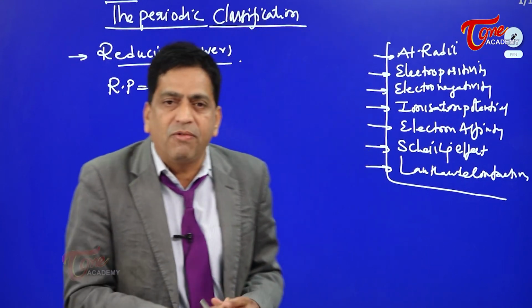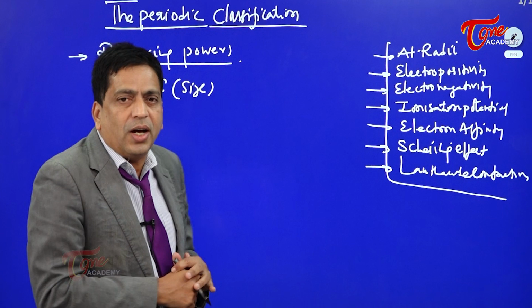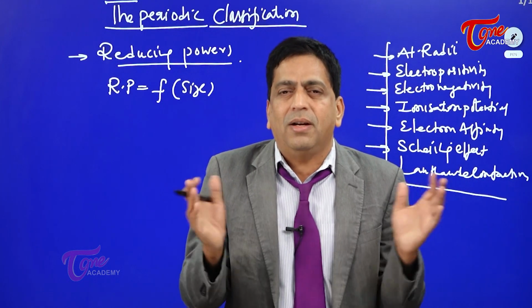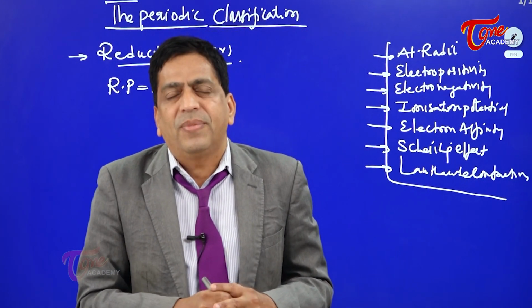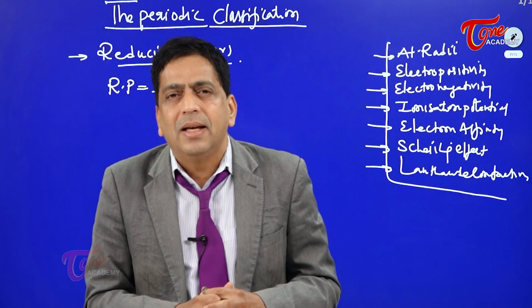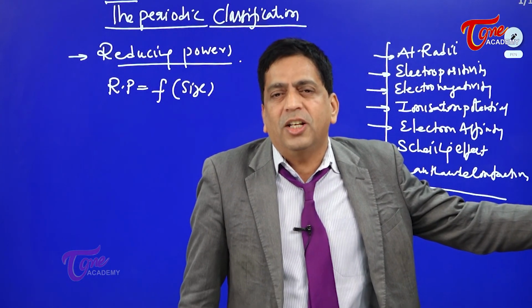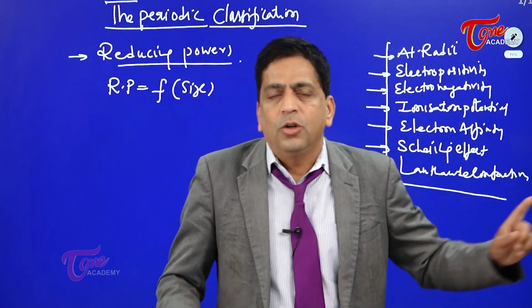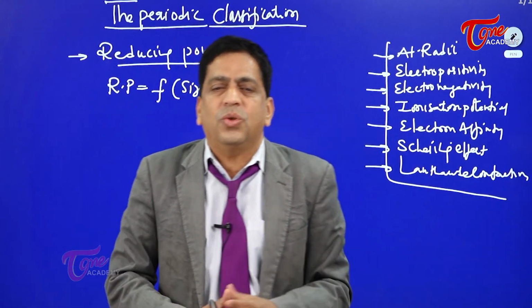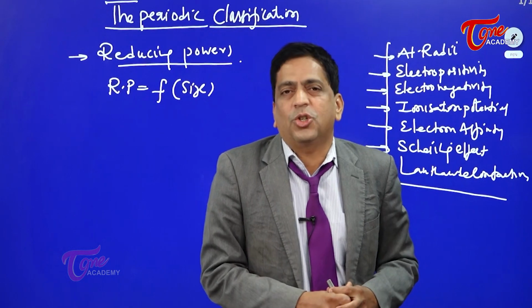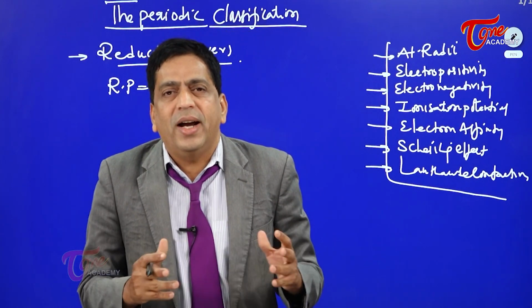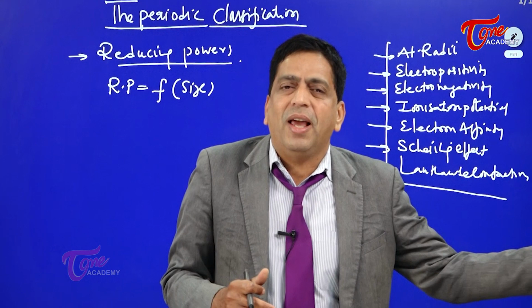So before I go for reducing power to be a function of size, let us interject that with another periodic property, such that we have a better understanding. So what we are discussing is reducing power. Reducing power is basically told for metals. And you must know some properties of metals. Metals are placed to the extreme left in the periodic table. Extreme left bottom are very good metals, right? So if the metals are placed to the extreme left, they must be having the biggest sizes. Because from left to right in a period, the size decreases, right? So you find the best metals to the extreme left.